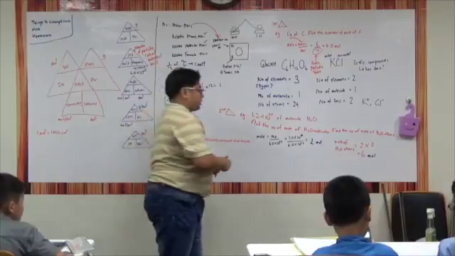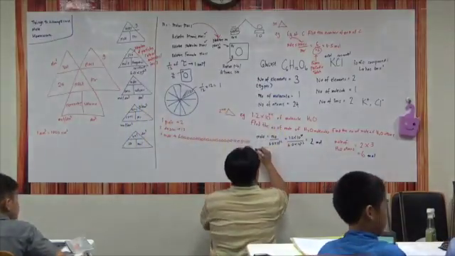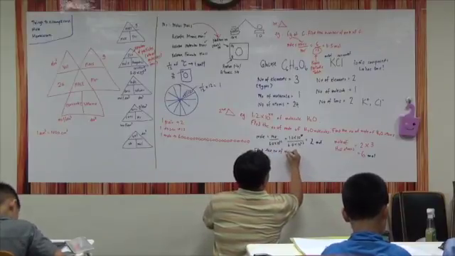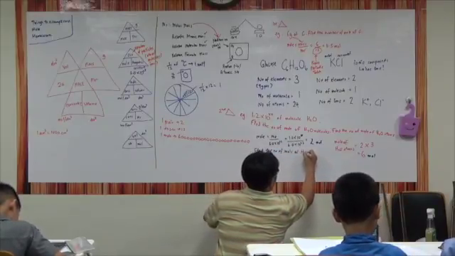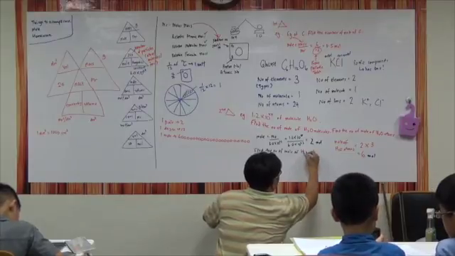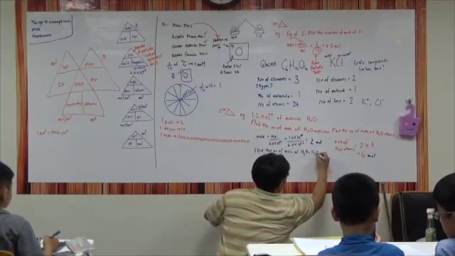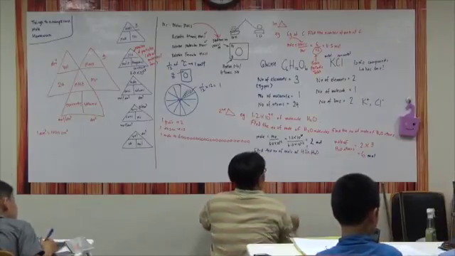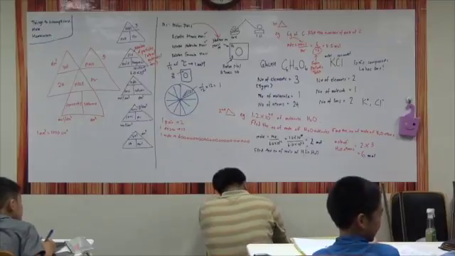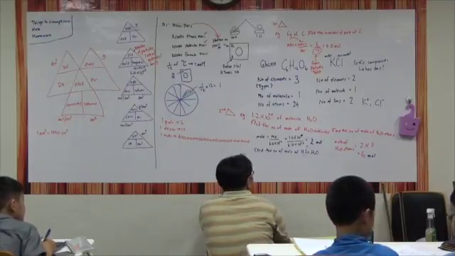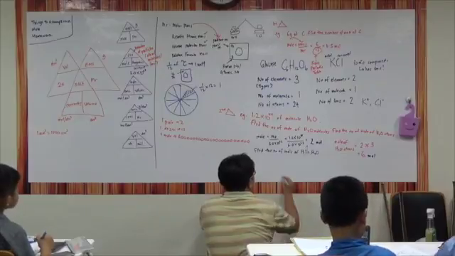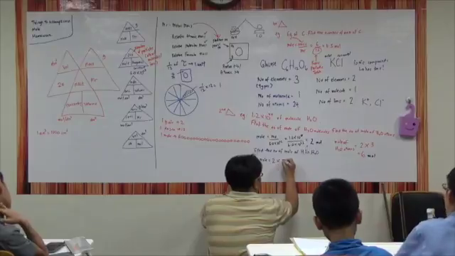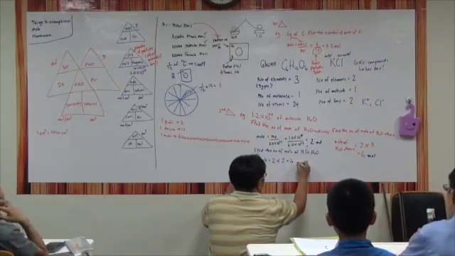What if I change the question again? They say find the number of moles of hydrogen in the H2O, in water. So how many hydrogen atoms are there in water? 2. So the mole is equal to 2 times 2. So the answer is 4.